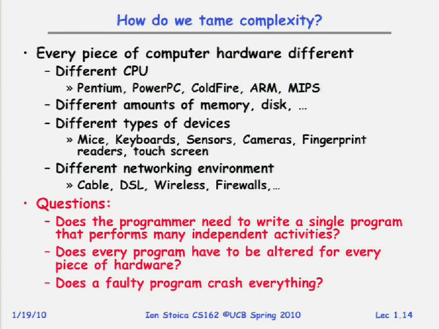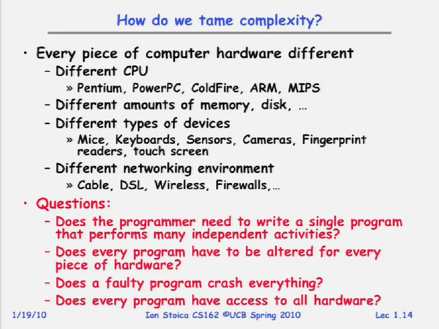If a program crashes, what are the implications? Is that going to crash every other program on the machine? And related to that, does every program have access to all hardware or not? So these are legitimate questions you have to answer before starting to design your operating system. Based on the answers to these questions, you are going to make one design decision or another.